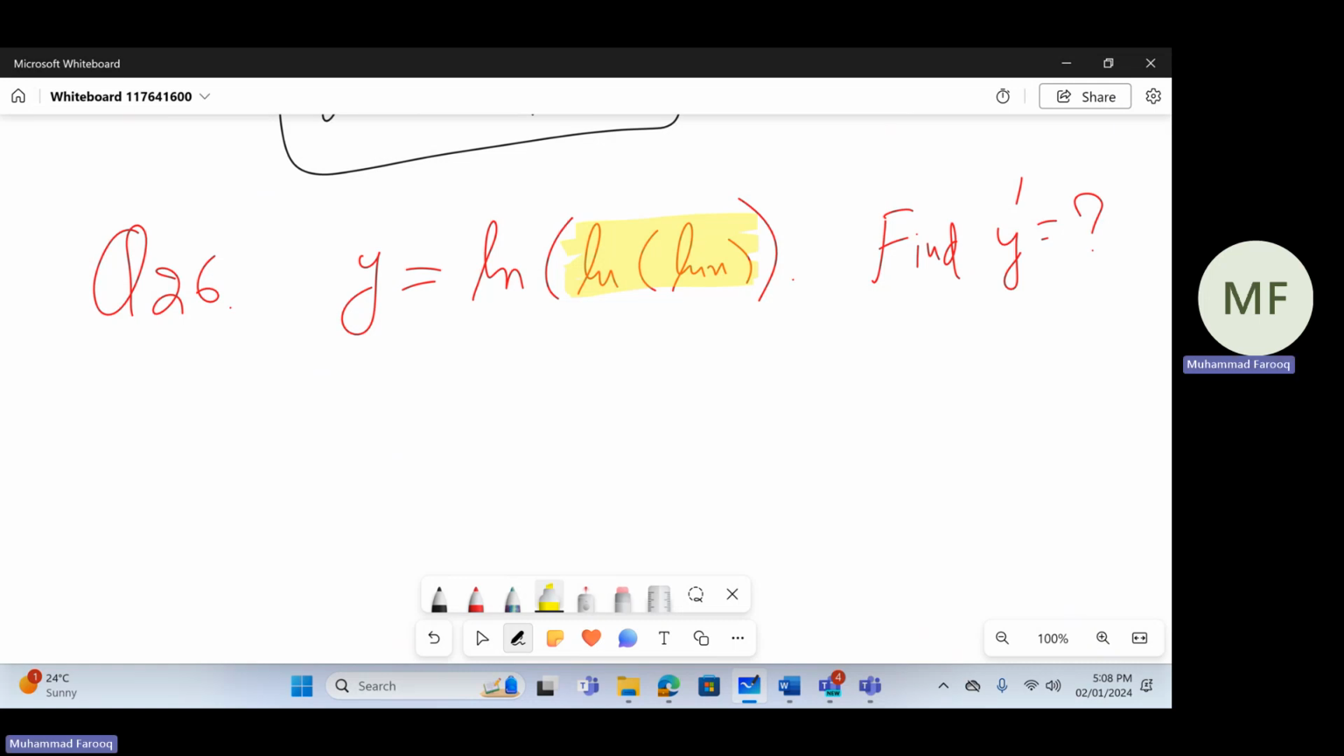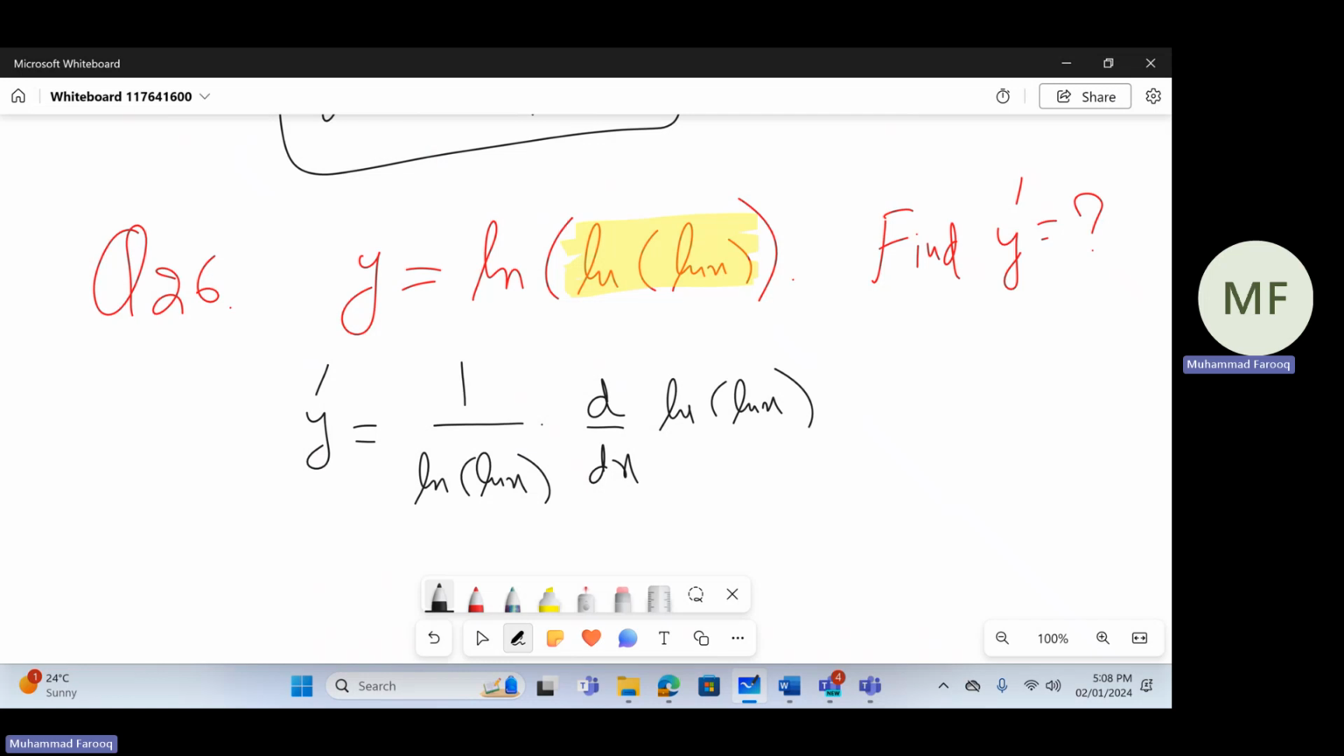So just follow the rule. This is the argument of this question. Agreed? Okay. So y prime is 1 over the argument. Tell me the argument, please. The ln of ln(x), very good. Multiply by the derivative of this argument, right?